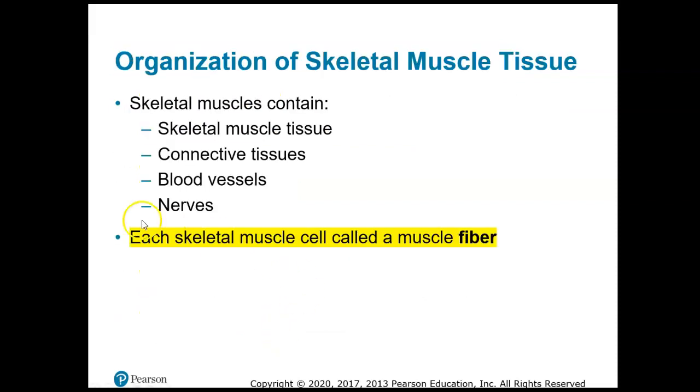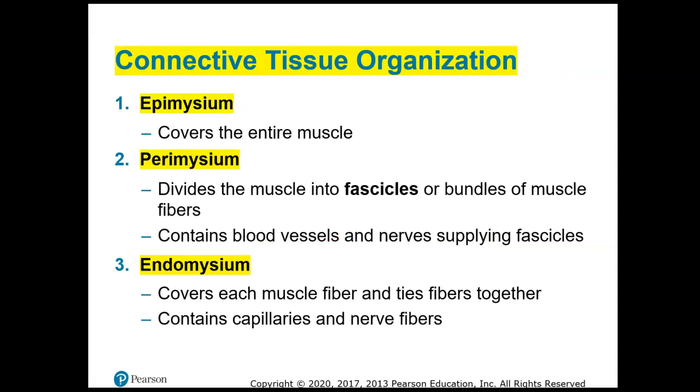Now, what you need to know about skeletal muscle tissue is, first of all, at the cellular level, a skeletal muscle cell, an individual cell, is called a muscle fiber. So one muscle fiber would be an individual cell. And there are 3 connective tissues that you need to know: epimysium, perimysium, and endomysium.